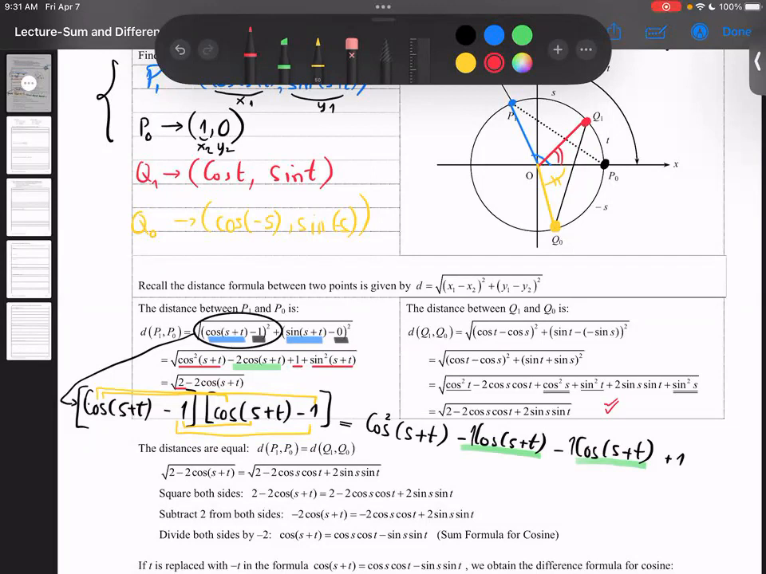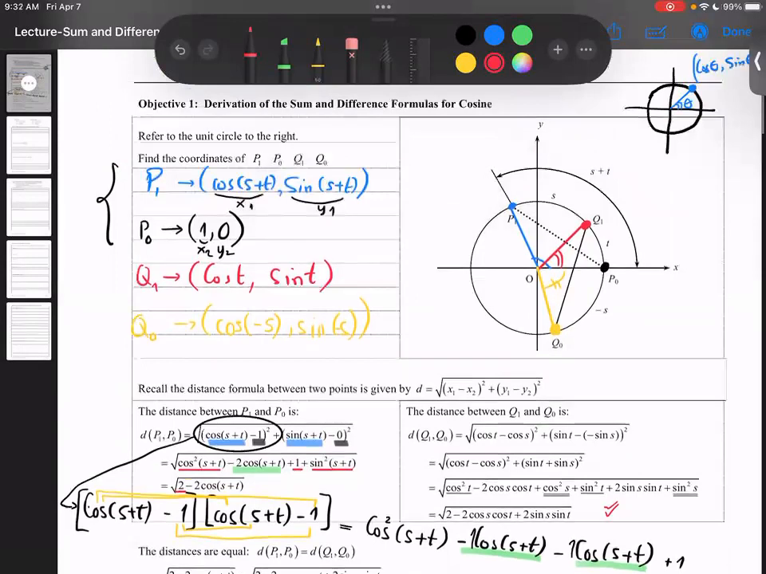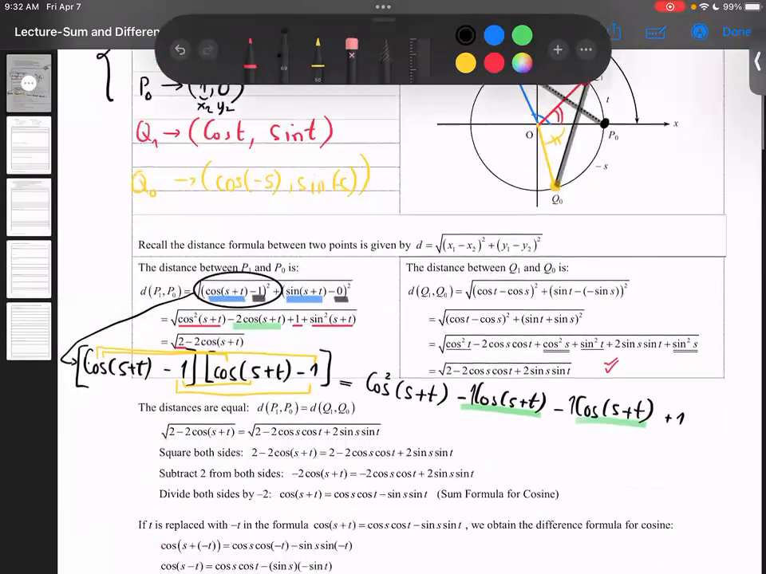Now the distance P1 P naught is this one. Let me make it a little less. P1 Q naught. I know that the two distances are equal. There's a proof behind it, but we're not going to go through that. Those two distances are equal. That means I'm going to set the two square roots equal to each other, right here.